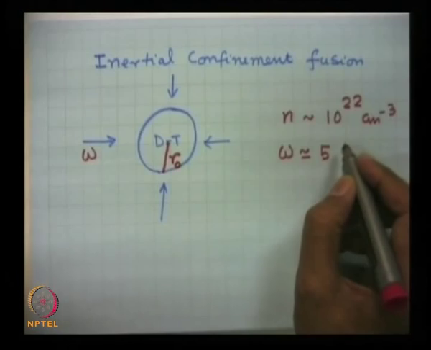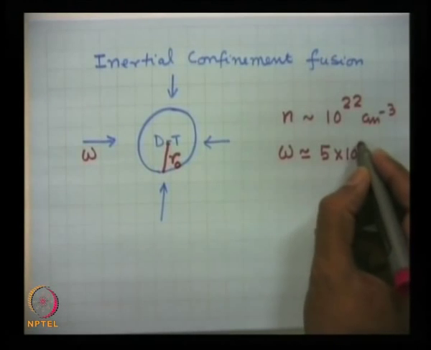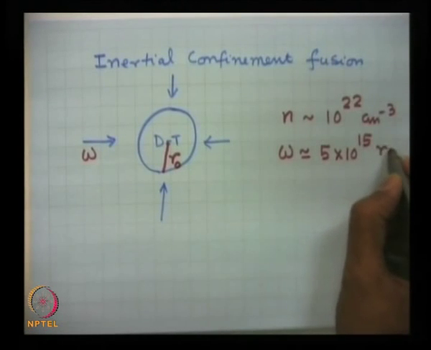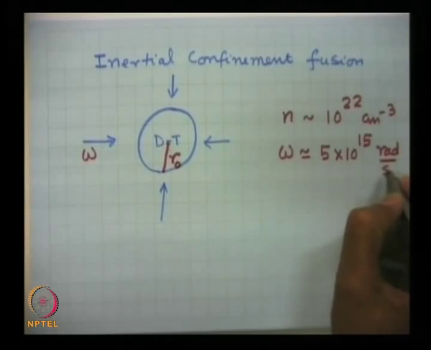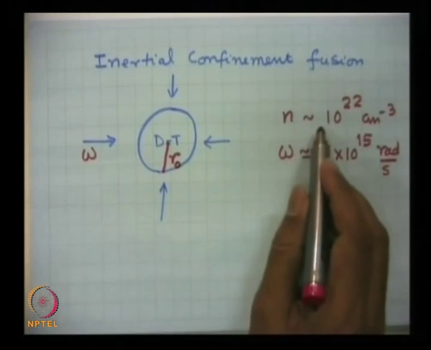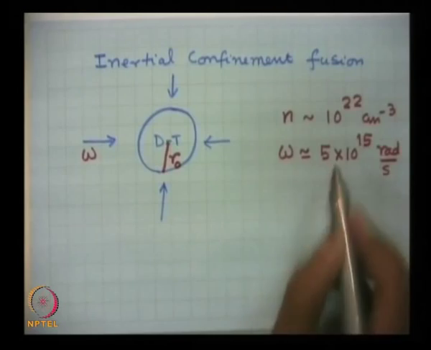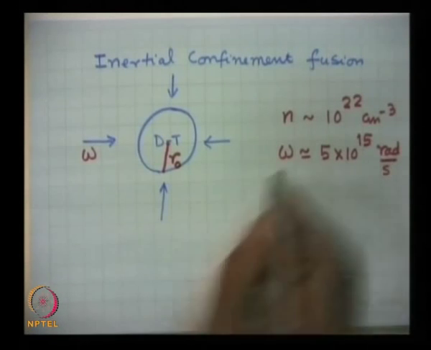5 into 10 to the power 15 radian per second, and if the density is a few times 10 to 22, then this will be slightly more. Sorry, this is omega p.